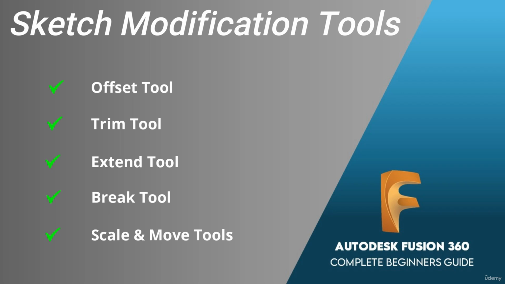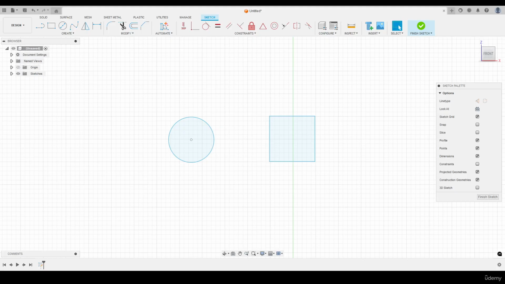So far in this course, we've covered the fillet and the various chamfer tools. Now they all come under the modification tools. And in this lecture, I want to study the remainder of the modification tools. These are offset, trim, extend, break, and scale and move. So let's start off with the offset tool.